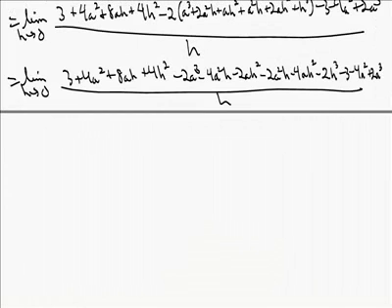Alright, things are a little bit ugly here, but hang in there. It's not going to be too bad. Let's see what we can get rid of. We have a positive 3 and a negative 3. We have a positive 4a squared and a negative 4a squared.